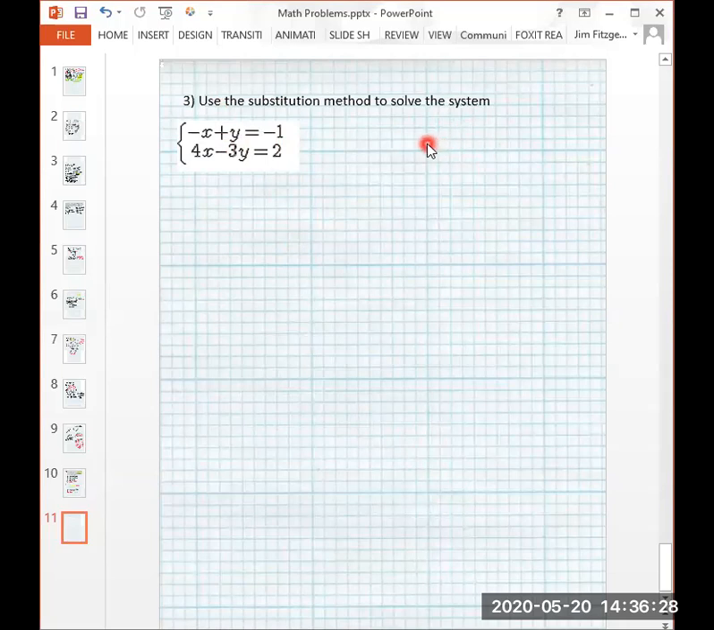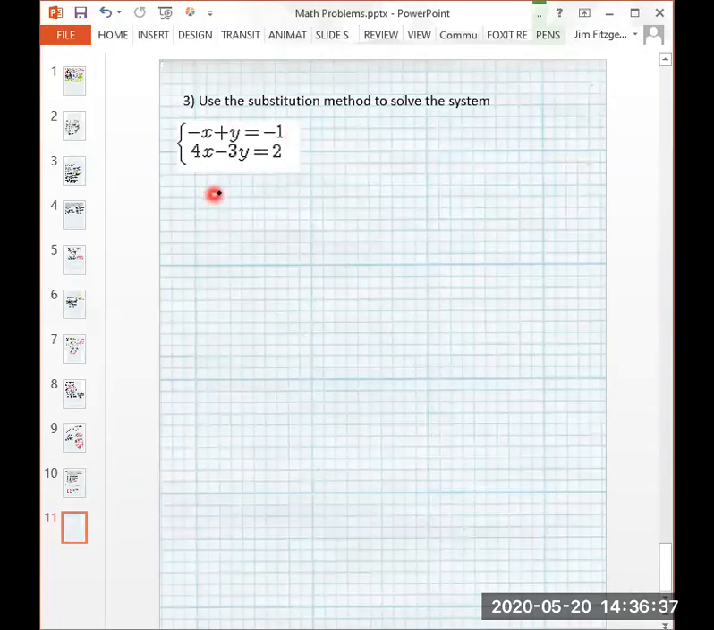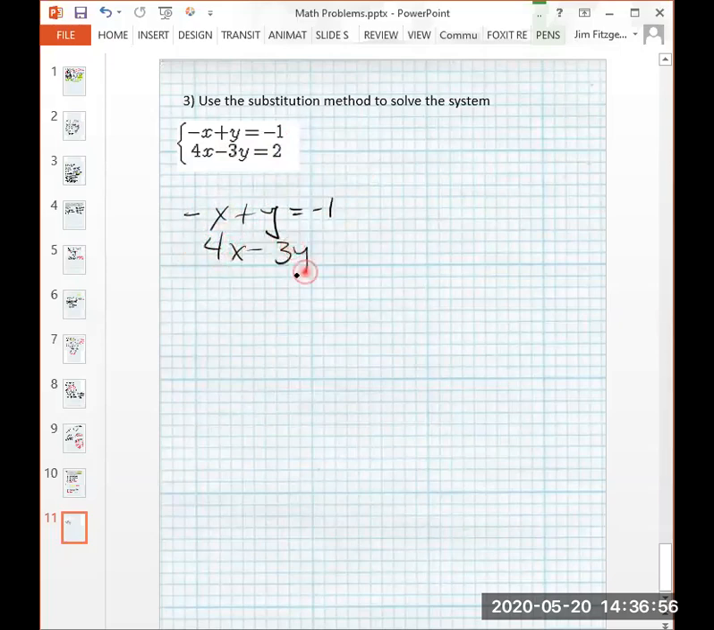So the substitution method, the first step in the substitution method is we have to get one of these variables all by itself. So either x equals or y equals. We're trying to get one of those equations into that form. So if I write this out, I have negative x plus y equals -1, and then I've got 4x minus 3y is equal to 2.